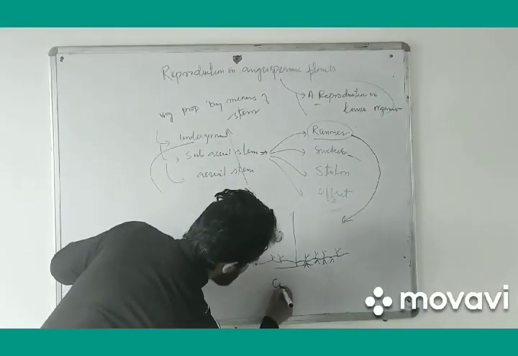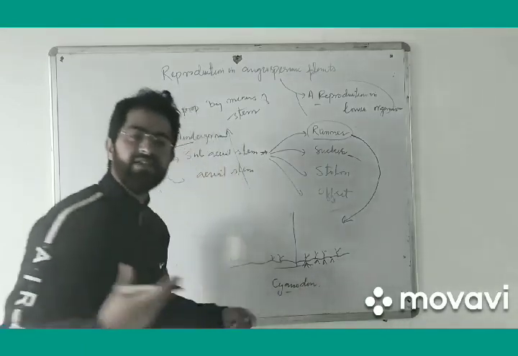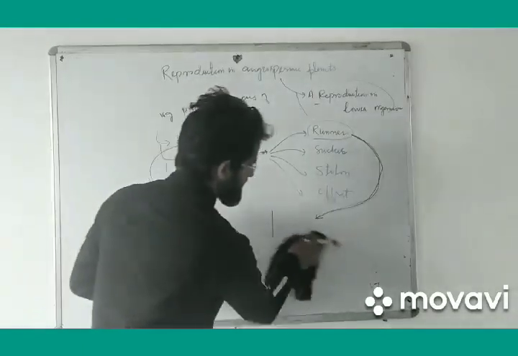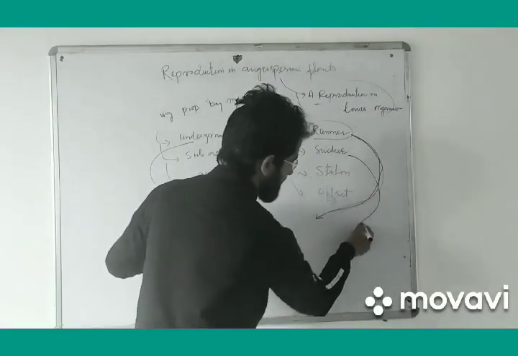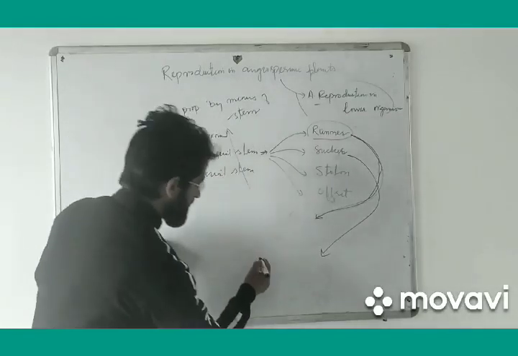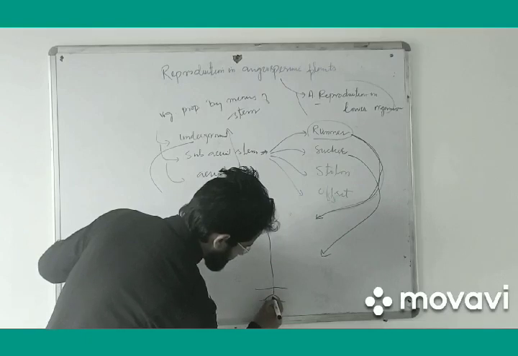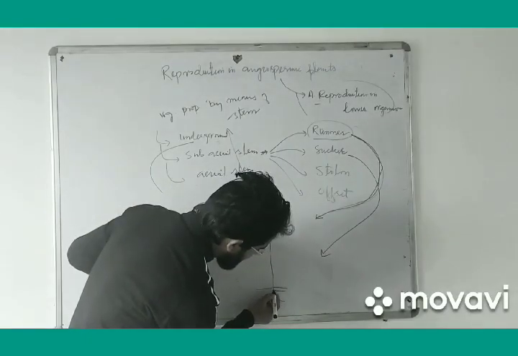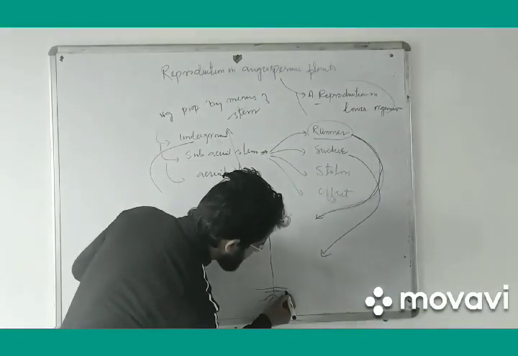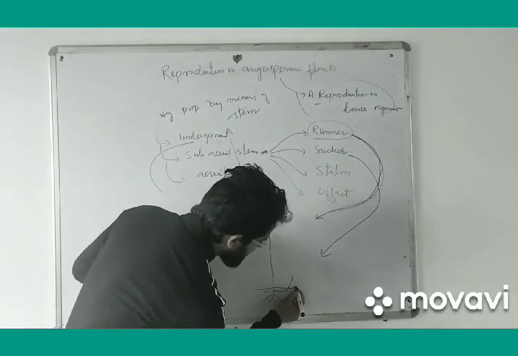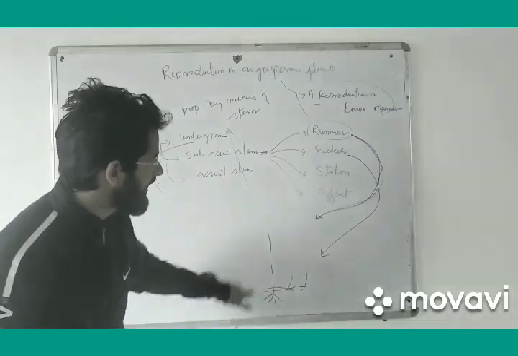One main example is Cynodon. That means lawn grass, right? Now the second is a sucker. In a sucker, what happens? The branches run horizontal to the surface of soil, and after some time they emerge out. If such a phenomenon is observed in plants, we call it suckers.